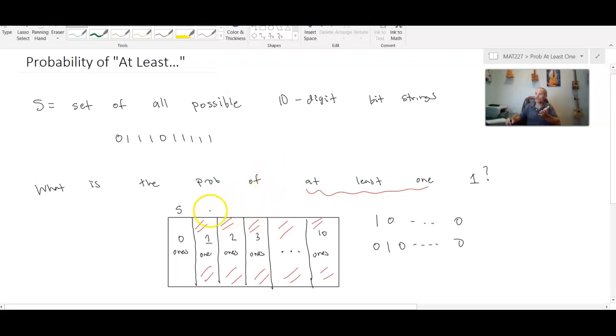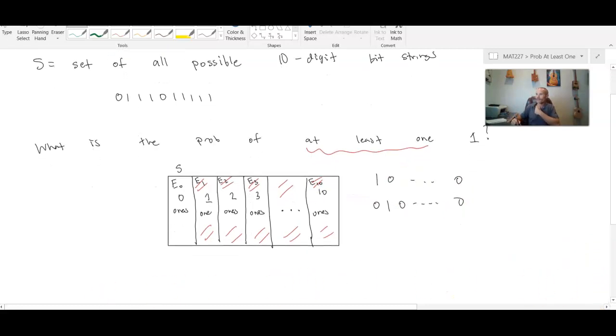And I could calculate that, but I would be required to compute the probability of 10 different events and add them all together. So these are all individual events, and maybe I would call them E0 and E1 and E2, E3, and so on all the way up to E10. So the probability of having at least one 1 would be the probability of E1 plus the probability of E2 plus all the way down to the probability of E10. That's going to require 10 computations, and then I have to add them all together.